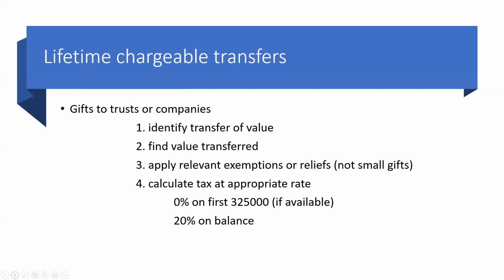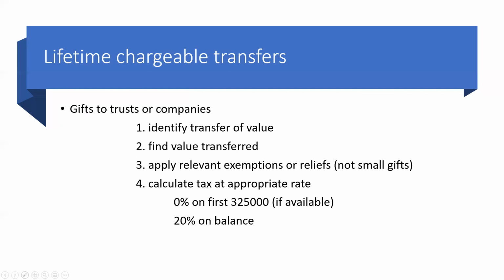And then the tax, you do pay tax when a lifetime chargeable transfer is made. And the first £325,000 nil rate band would be at 0% if nothing has used up that nil rate band within the previous 7 years, and then 20% on the balance. So anything over that £325,000 would be payable at 20%.